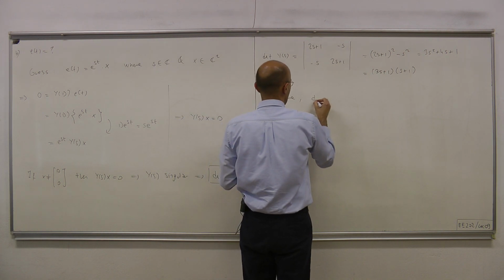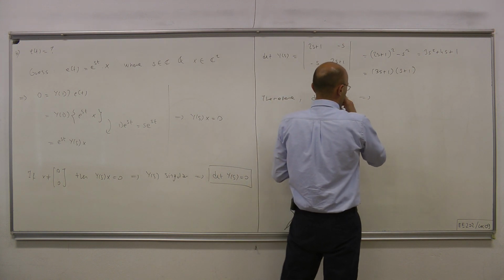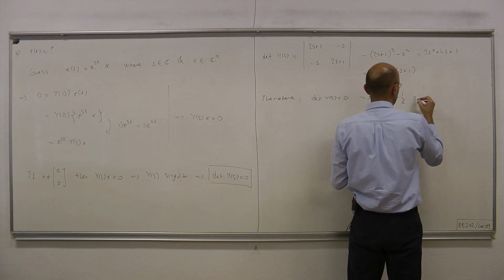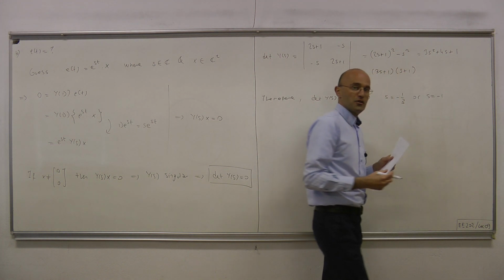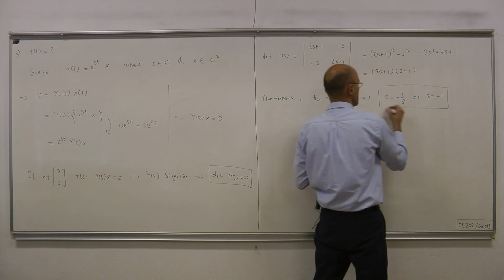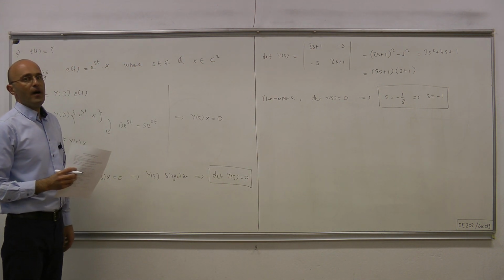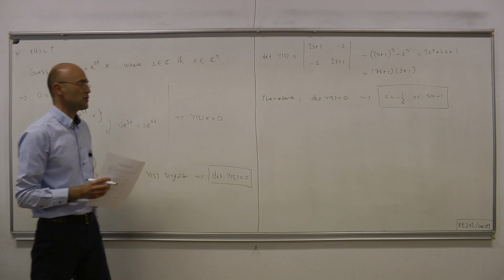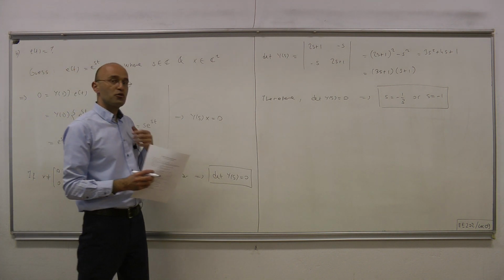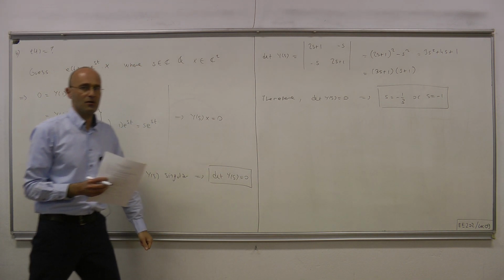Therefore, determinant of y of s equals 0 implies s equals minus 1/3 or s equals minus 1. Okay. Having figured out the only possible values for s, let's also try to say something, if we can, about x.